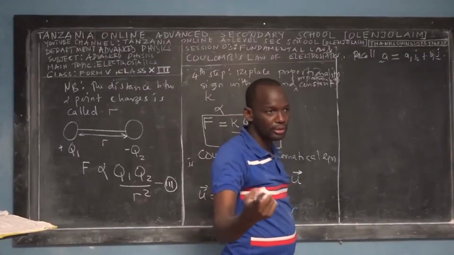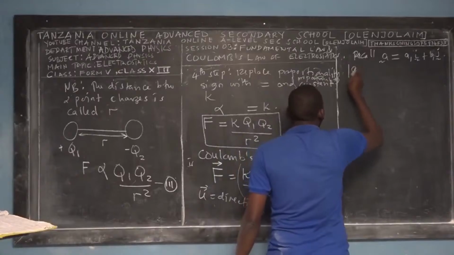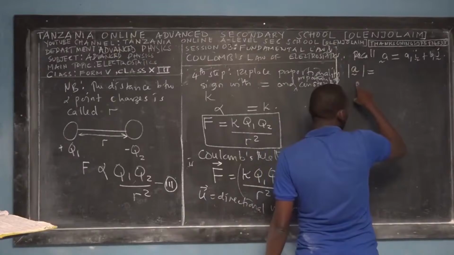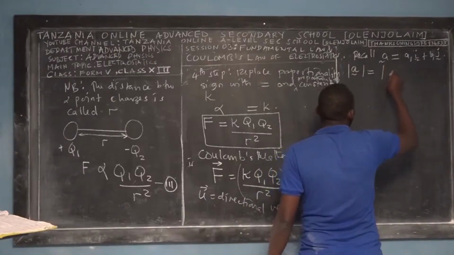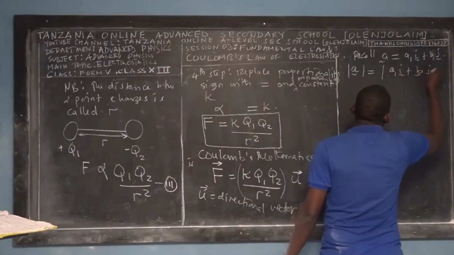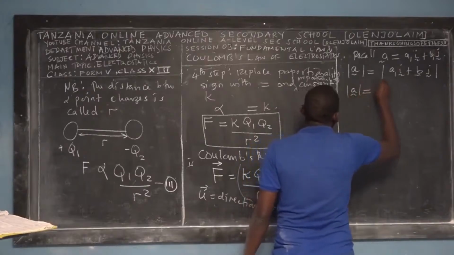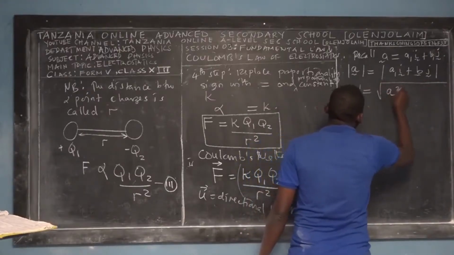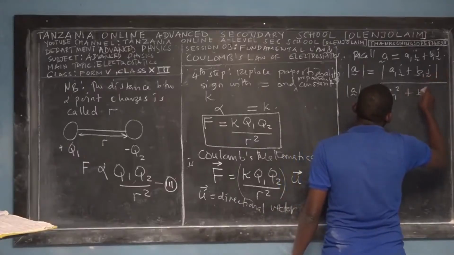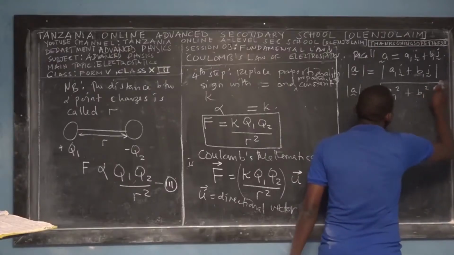Remember that in Form 4 we used to teach you about vectors in mathematics. So you say that the magnitude of a vector is equal to it. How do you find the magnitude? So we can say A1 i plus B1 j. So we say the magnitude of that vector is the square root of the vector component A1 squared plus B1 squared. So this is the magnitude.